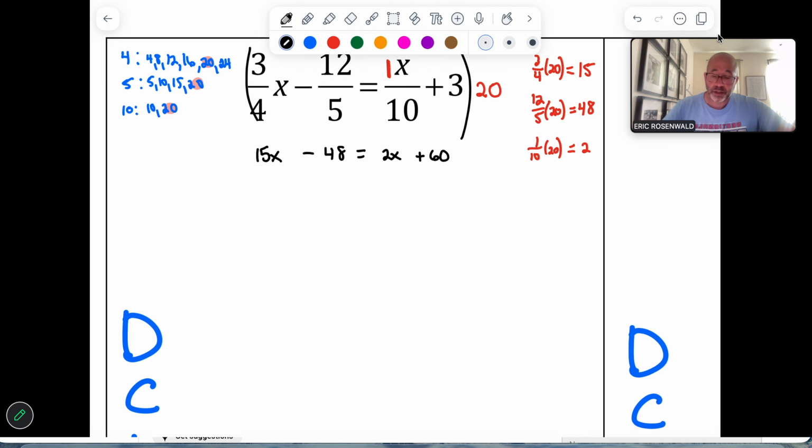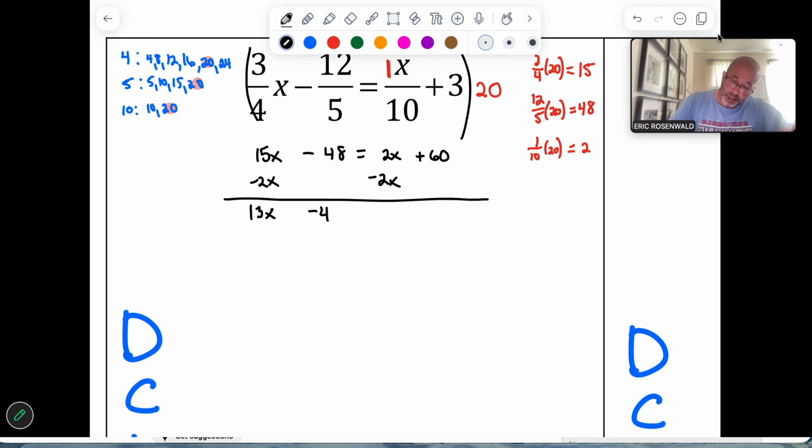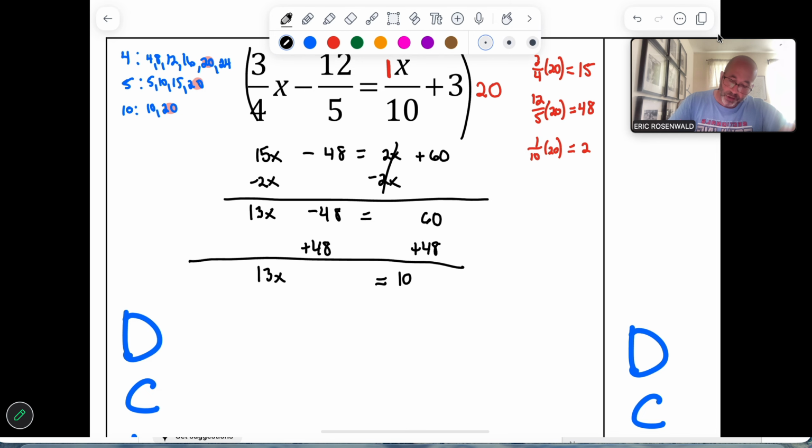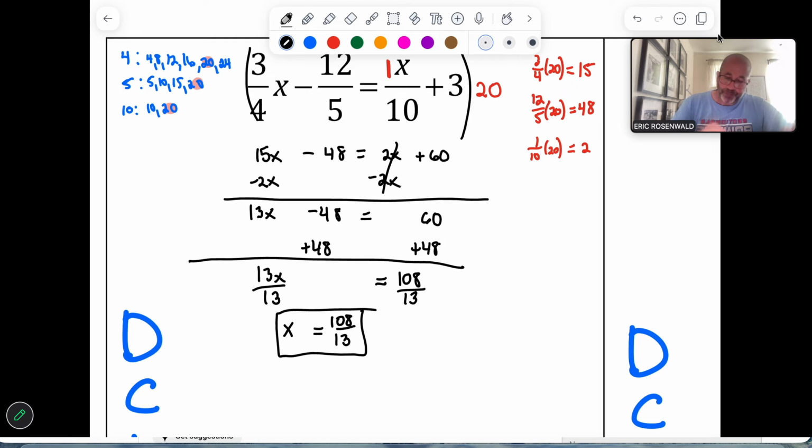There's no distribution. Let's move my variable. So I'm going to move this 2x over. We get 13x minus 48 is equal to 60. We're going to go ahead and add our 48 to both sides. And we get 13x is equal to 108. And then we take 108 and divide it by 13, and we get that x is equal to a terrible number. But that's okay, we'll just leave it. 108 divided by 13 is our final answer there.